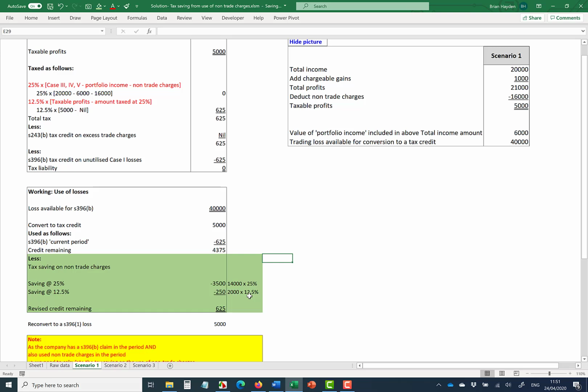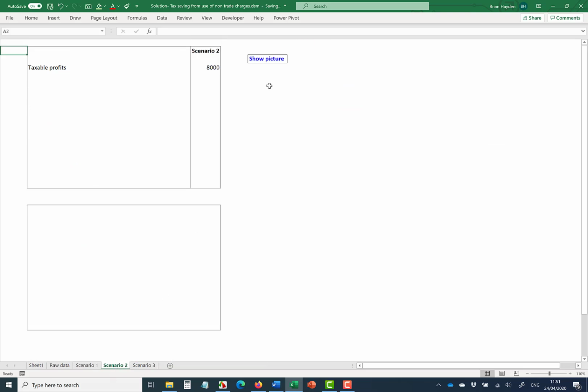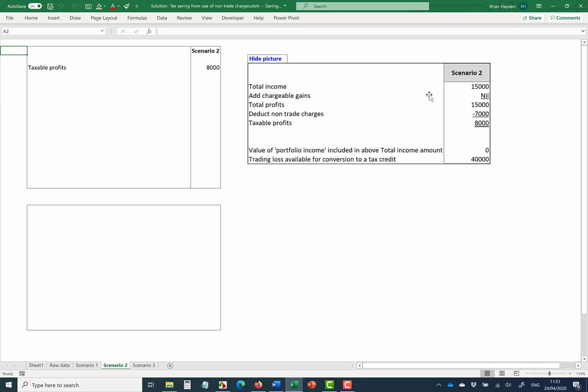Much the same principle applies to scenario 2, and I'll just go through that. Okay, so again, just to show the details here for scenario 2, here's our details of what we have. We've got no portfolio income this time, and again, we have a very large loss of 40,000 available for conversion to a tax credit. So our taxable profits 8,000, and tax as follows. Okay, well again, 25% on case 345 minus portfolio minus non-trade charges. Well, case 345 is 15. Portfolio is nil in this instance, and the non-trade charges are 7.